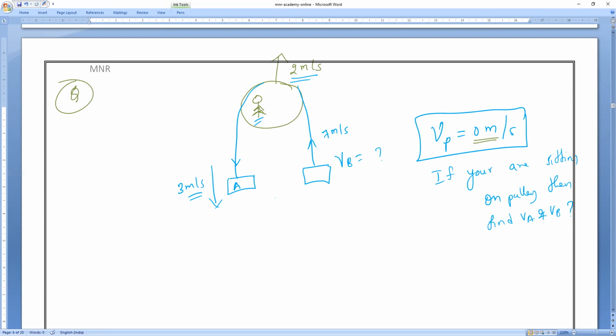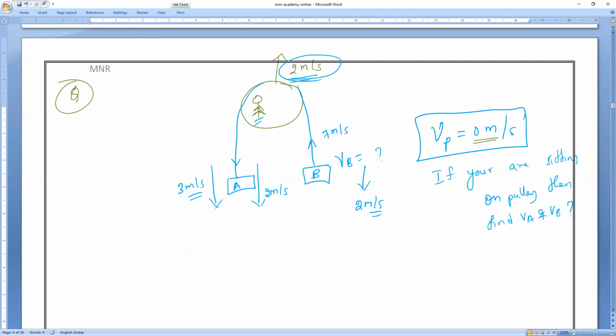So nothing will be very simple. Check it here. Just add the pulley velocity in the opposite direction. Now here, the pulley is going upward. So for both the bodies, add the pulley's velocity in the downward direction. What is the pulley's velocity? The pulley is moving upward, so the velocity to add is acting downwards. Here also the velocity of the pulley is acting downwards. That's all.